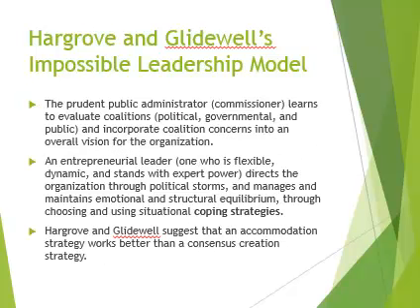And so in this impossible leadership model, the leader learns to evaluate the conditions at that time and incorporate them into an overall vision for the organization. So as the leader, you have to be flexible and dynamic and direct the organization through political storms, manage it through emotional and structural equilibrium, and through choosing and using situational coping leadership strategies. And so a leadership method of accommodation may work better in this than a consensus strategy.